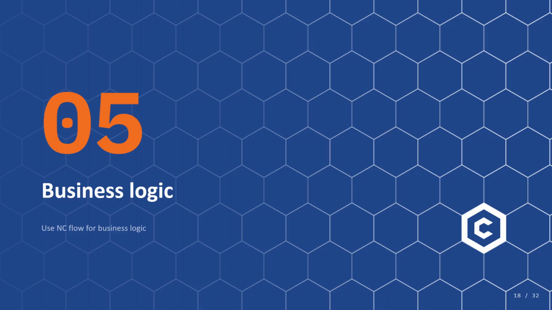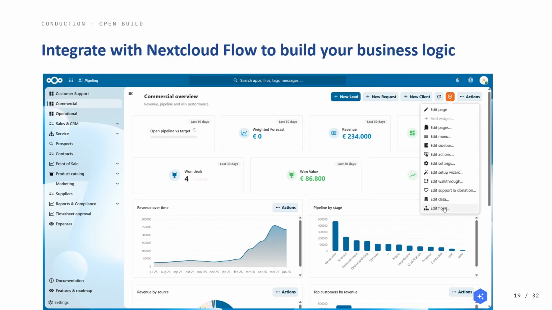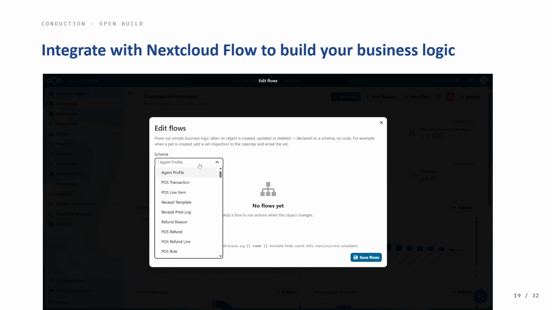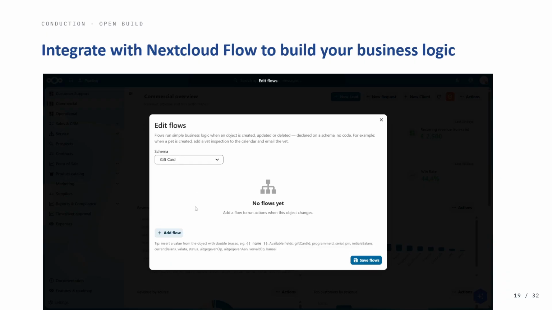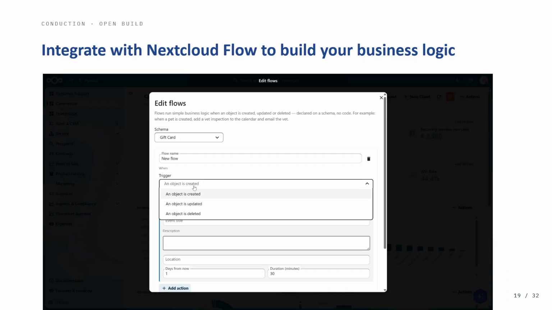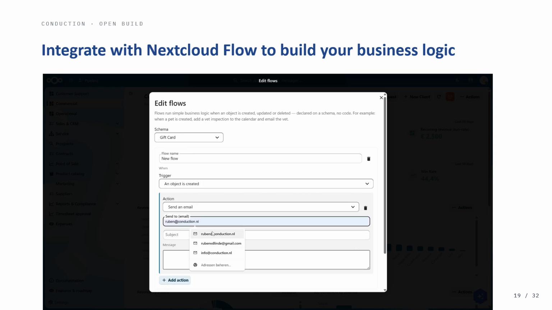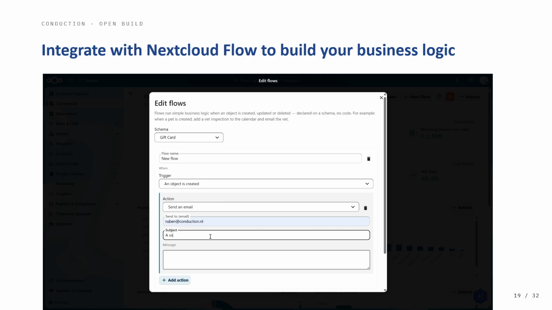But it doesn't end there. We can actually employ business logic through OpenBuild. So being able to integrate with Nextcloud Flow directly from your app is a pretty powerful feature. What you can do is you can basically select any object type or schema that you created. For example, a gift card, if you're working in the Pipelink CRM system, then you can hook into any action that happens on that specific object and attach anything that is in Nextcloud Flow. So that's, for example, create a PDF, send an email, or send a calendar invite, and have that trigger when said thing happens to your object.